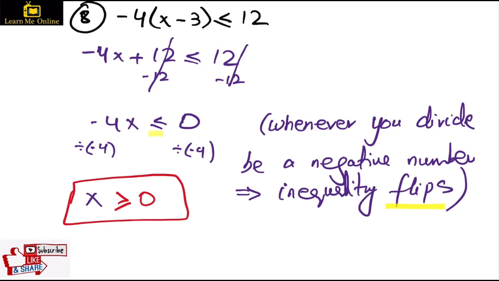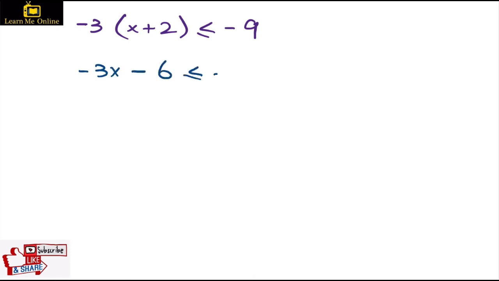At this stage, I think I should explain one more example. I'm just making a question which is minus 3 times x plus 2, less than or equal to minus 9, for example. So because there's a bracket here, we're going to expand it. So it would be minus 3x, negative and positive makes a negative. 3 times 2 is 6, and then less than or equal to minus 9. Now you do the inverse of minus 6, which is to do plus 6 on both the sides. And you'll be having minus 3x is less than or equal to minus 3.